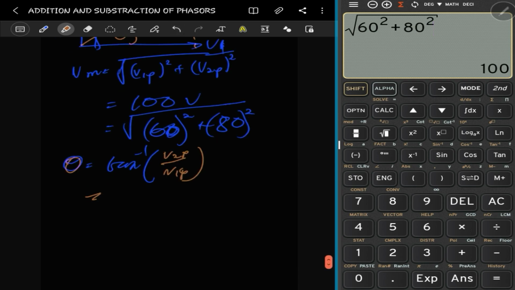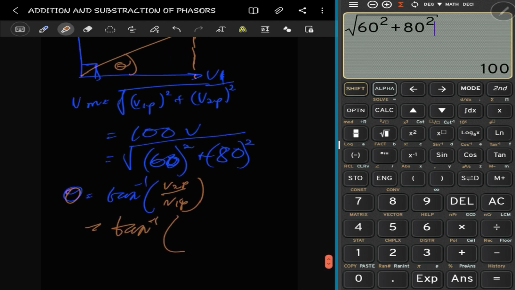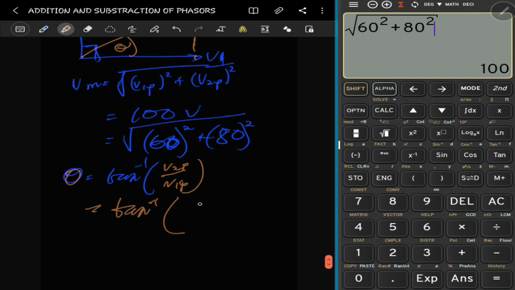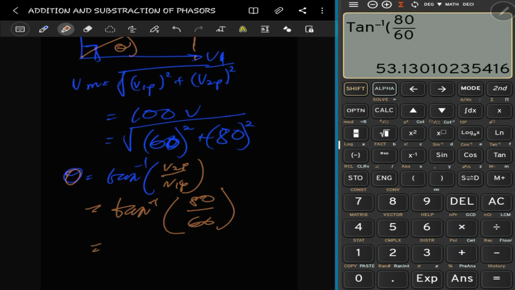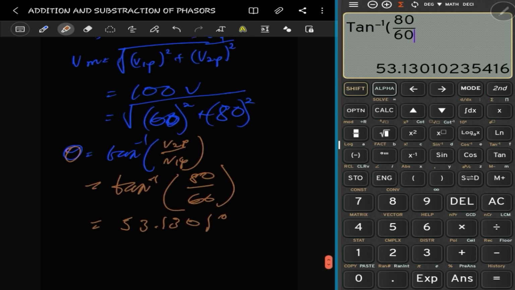So what do we have? That's tan inverse. The v2 peak is 80, v1 peak is 60. I think it will give us 53.1 something. So that's tan inverse of 80 on 60. Yeah, that gives us 53.13 degrees. So this is what we have. All right, so now we have everything.